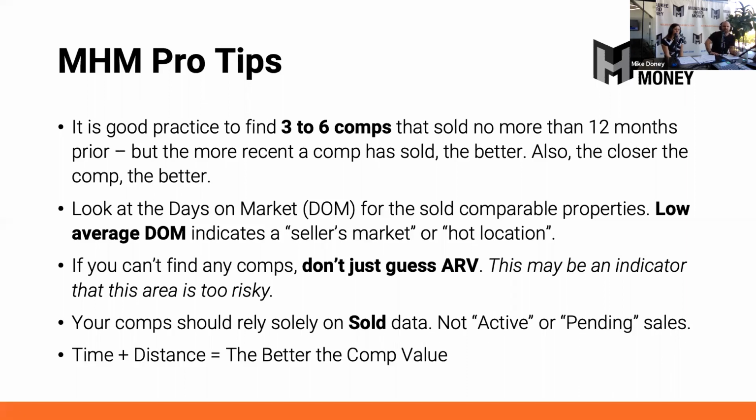And then who knows what DOM is? I'm sure everyone looking at the screen does, but it's days on market. Days on market is an indicator of the market condition. Is the market strong? Is it not strong? So if you take, for example, Brookfield today, or Milwaukee, or Wauwatosa, these markets have very, very low days on market, which means it is a hot market. This is a seller's market. So if I'm a buyer able to buy something, my next job is to sell it. I'm selling into a seller's market. That's good for me. So days on market is critical.